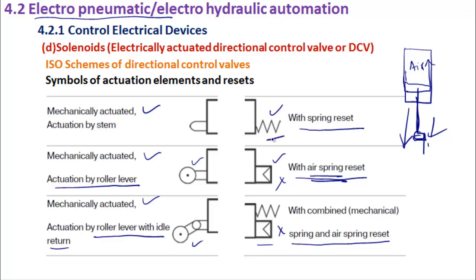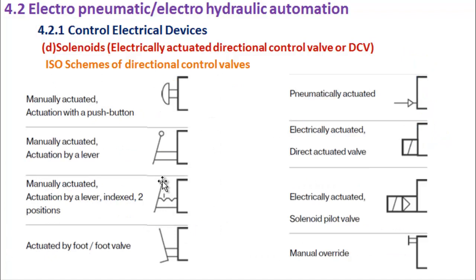Mostly it is the spring that we are having. But since I wanted to cover all the symbols, I have drawn this. Now, if there is a push button that is moving the positions, then we will draw like this. If there is a lever that is moving the position, we will draw like this. So this is for the case of a lever, and this is for the case of a push button.